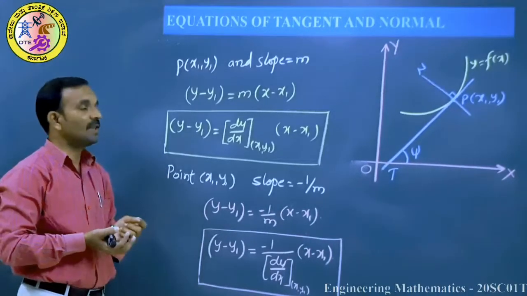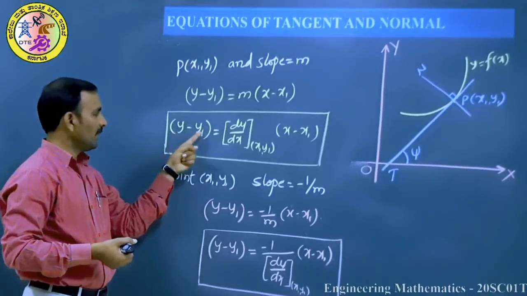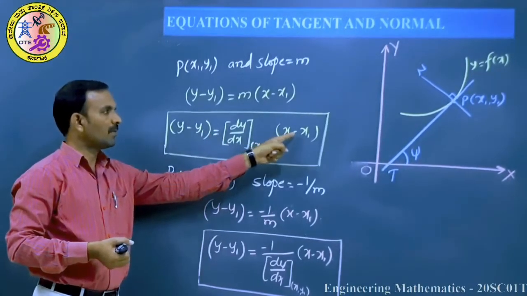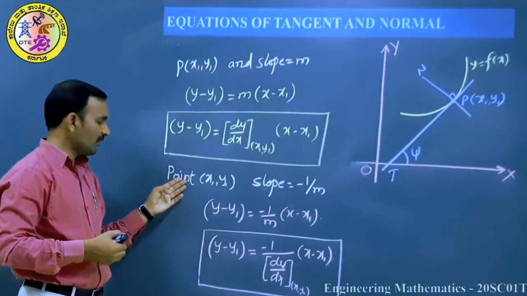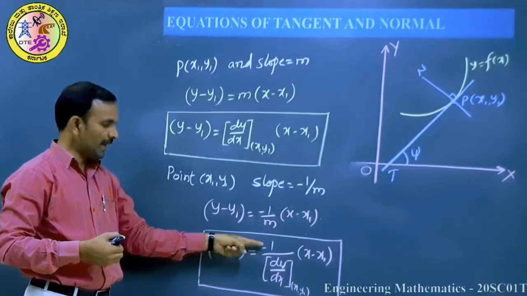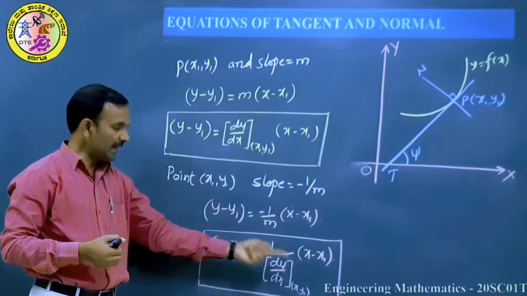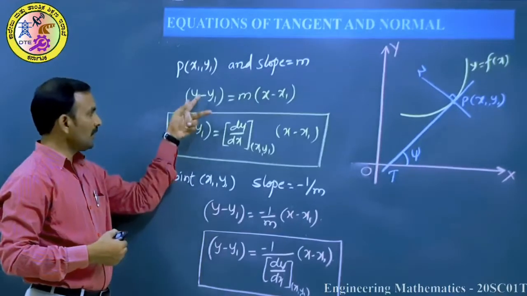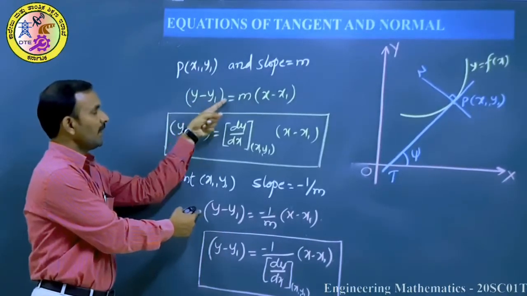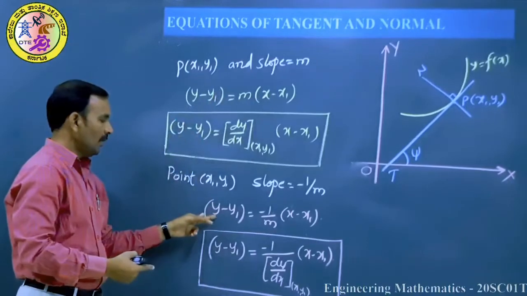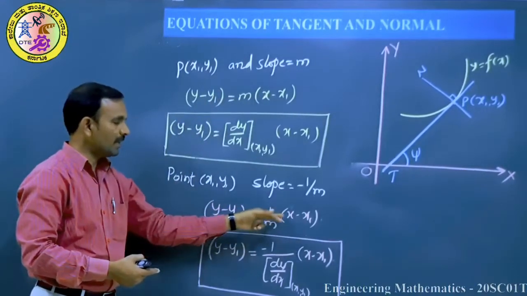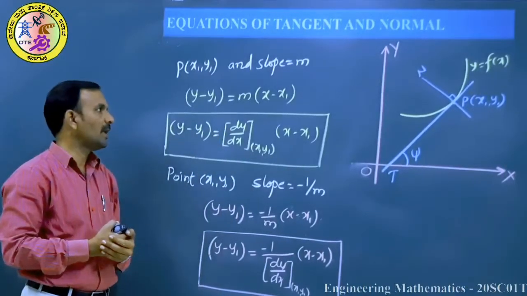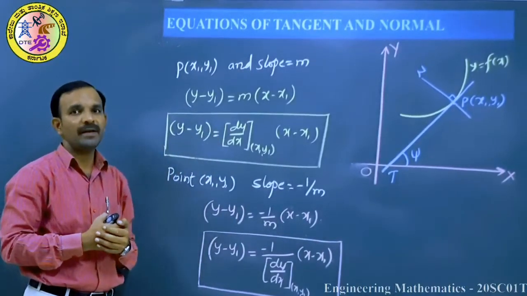What is the equation of tangent to the curve? y minus y1 equal to dy by dx at (x1, y1) into x minus x1. What is the equation of normal? y minus y1 equal to minus 1 divided by dy by dx at (x1, y1) into x minus x1. But it is better to remember these two equations: y minus y1 equal to m into x minus x1 for tangent, and y minus y1 equal to minus 1 divided by m into x minus x1 for normal, where the m value is the value of the first order derivative. That is about the equation of tangent and normal.